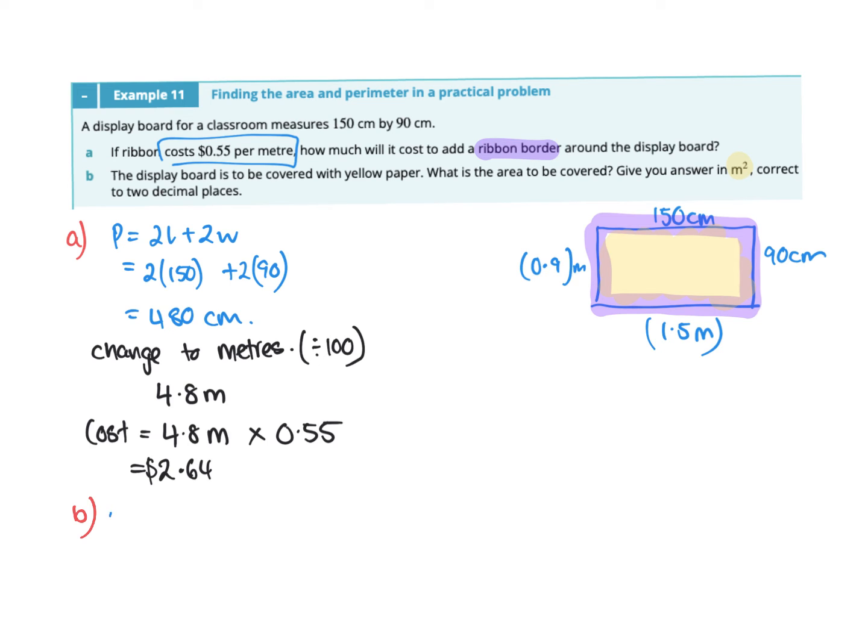All right, so area of a rectangle, if you look it up, is length times width. So we've got 1.5 times 0.9. You do that on your calculator. What do you get? Get 1.35 meters squared. And it says give your answer to 2 decimal places, which we have done that anyway.